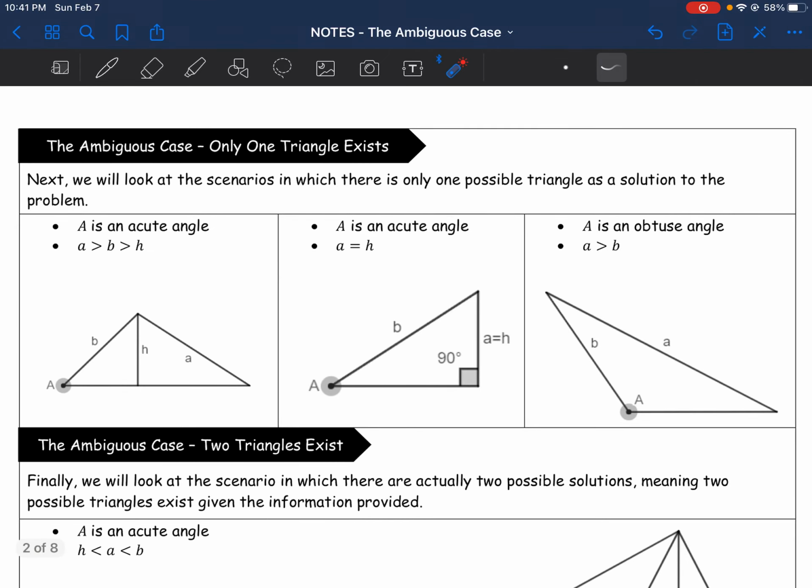And then let's also look at the scenario where the angle given is an obtuse angle. Well, if you have an obtuse angle and the side opposite of that given obtuse angle is larger than the other side that you're given, then you would also have only one possible triangle solution.